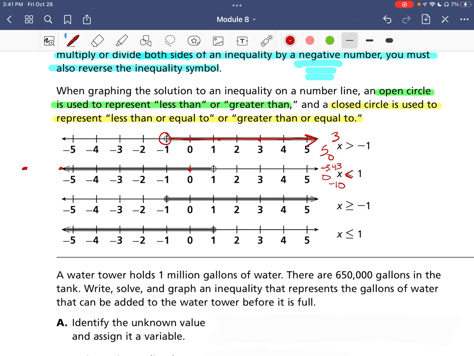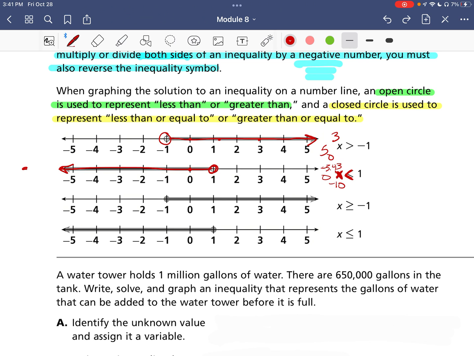All of these values of x are less than 1. And we have that open circle because it is not an or equal to 1, because if we plug in 1, is 1 less than 1? No. It could be or equal to, but then we need to fill in our circle. But for this example, it isn't. So 1 is not less than 1, so 1 can't be a solution.